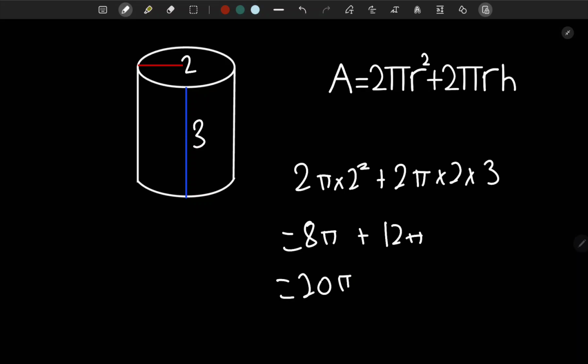Now, an important thing to notice is the units in the answer. Let's say it was centimeters. For the units of any area, it's always the unit squared. So here it will be centimeters squared, or let's say it was meters, then it would be meters squared, or let's say it was feet or inches, it would be squared as well. So keep that in mind. Surface area or area is always units squared.